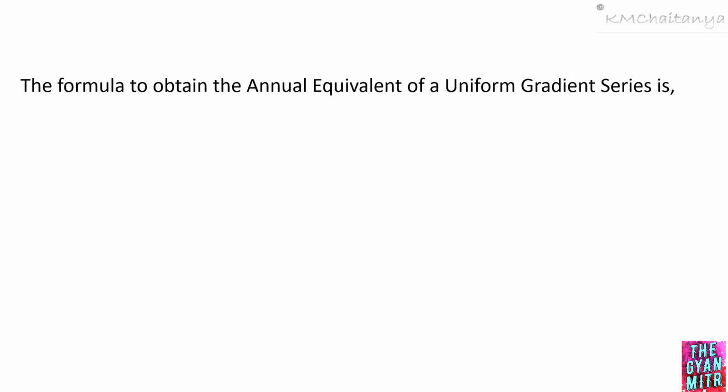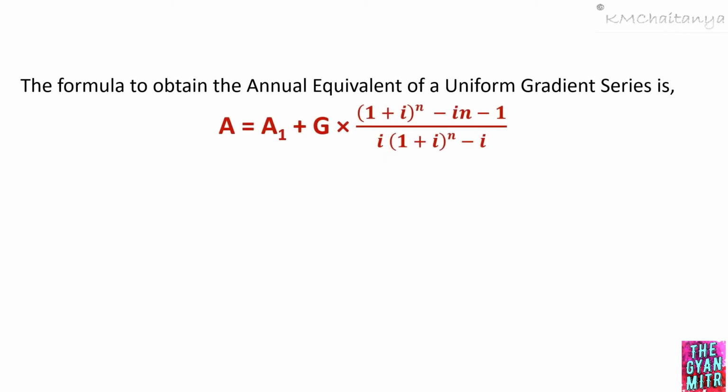The formula to obtain the annual equivalent of a uniform gradient series is A is equal to A1 plus G multiplied by 1 plus I to the power of n minus I into n minus 1, all divided by I into 1 plus I to the power of n minus I. Here the value of I is in terms of decimals.